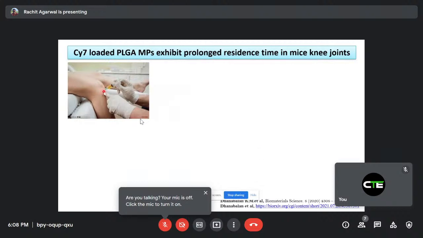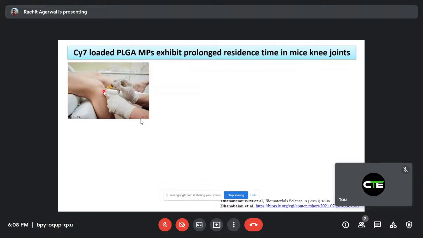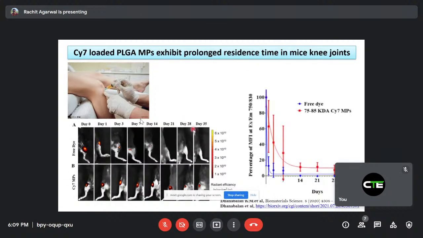So we did an intra-articular injection to see how long they are residing in the knee joint. Do we get that profile of constant presence in the joint and sustained release, like I was showing you in my couple of slides earlier? And so this is what we found.